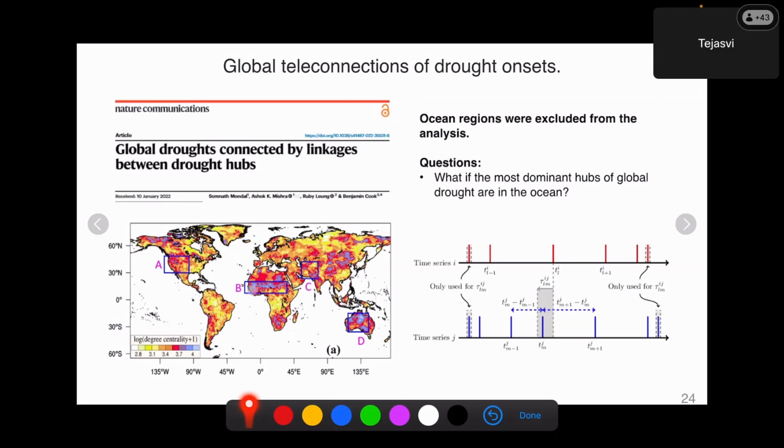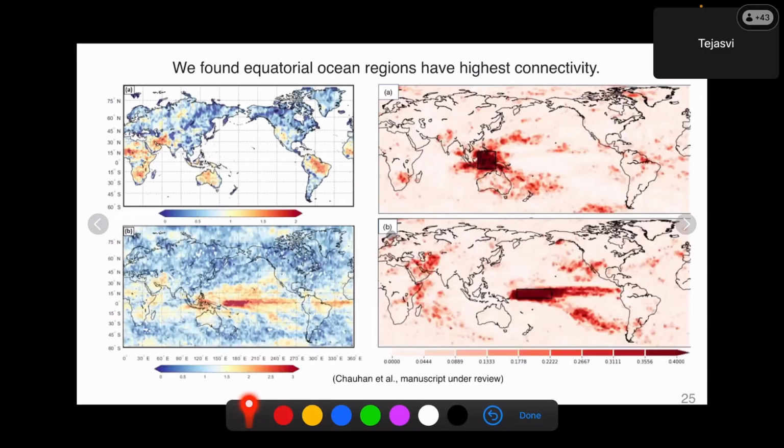So these are called drought hubs or teleconnection hotspots. What we thought was, what if the most dominant hubs of drought are in the ocean, not on land, since oceans were excluded from the analysis. And what we found was, indeed, when we only consider land variables using event synchronization, we do get these links, these hotspot regions. But if we include the oceans, the biggest hotspots are actually in the ocean, not on land. And most of the connections are from the Indo-Pacific warm pool or the maritime continent or the Central Pacific Ocean.